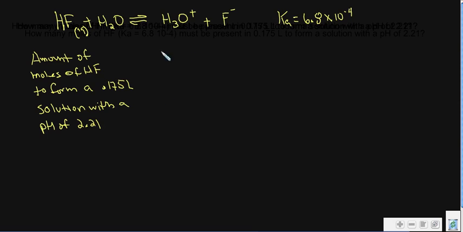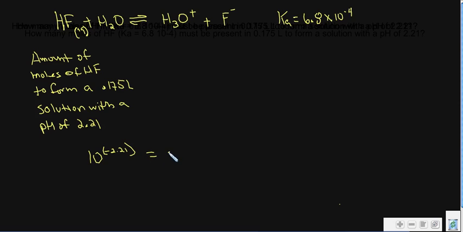We can actually get the concentration of hydrogen ions by taking the antilog of the negative pH. So if I was to say, okay, what is the antilog of negative 2.21? If you type that into your calculator, that's going to equal 0.0062. We'll round off there. So that's the actual concentration of the hydrogen ions.